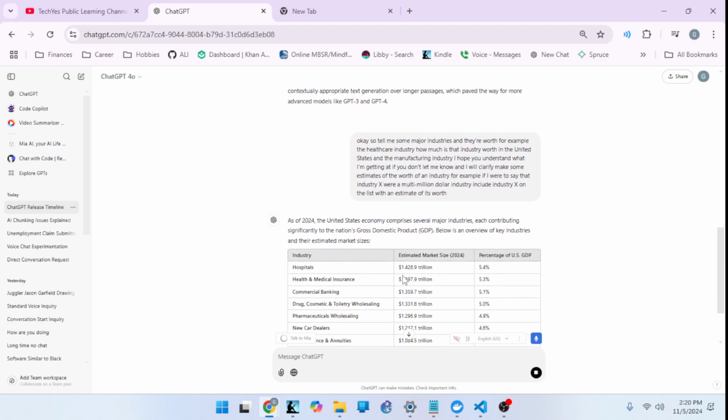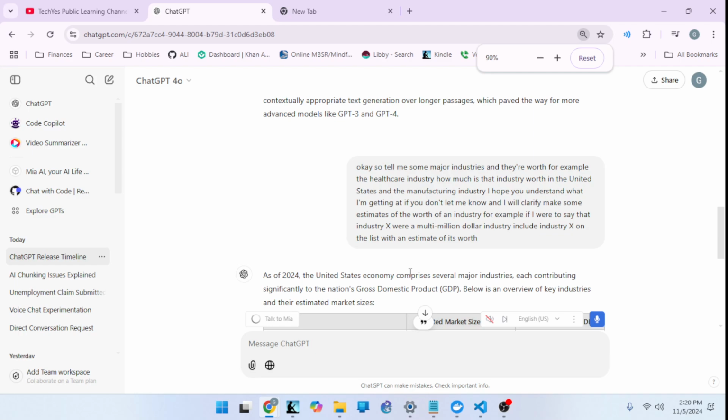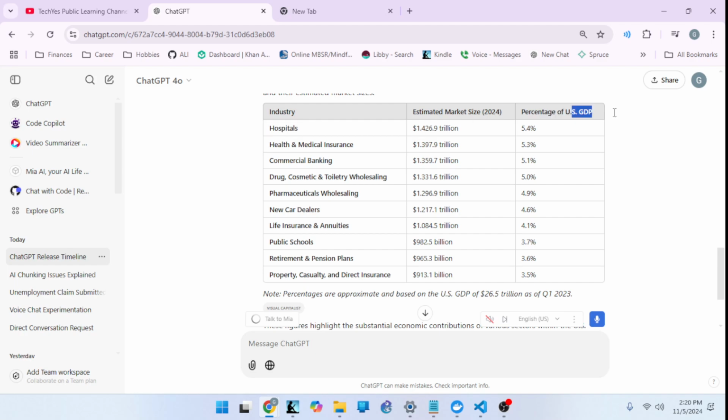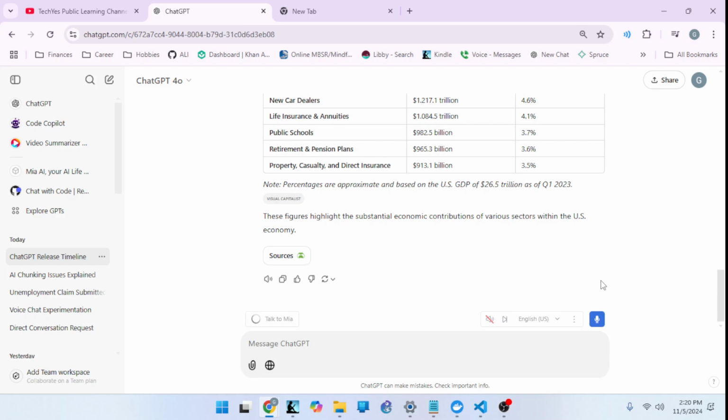So we see the hospital industry. Yeah, so we've already got plenty of multi-trillion dollar industries. This is the point, right? AI is going to be a similarly mature industry as hospitals, commercial banking, pharmaceuticals, car dealing. This is the point I'm trying to make.